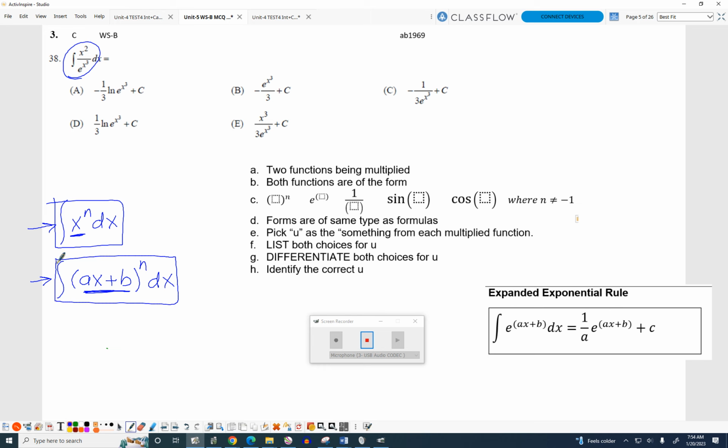Questions? So I keep looking down the list. I'm like, okay, next rule. Next rule says, oh, I've got, let's see, e to the x. Well, this doesn't fit that rule either. The expanded version would be the exact same thing, except instead of x, I would have ax plus b. That also does not fit what I have here. So can't use that rule either.